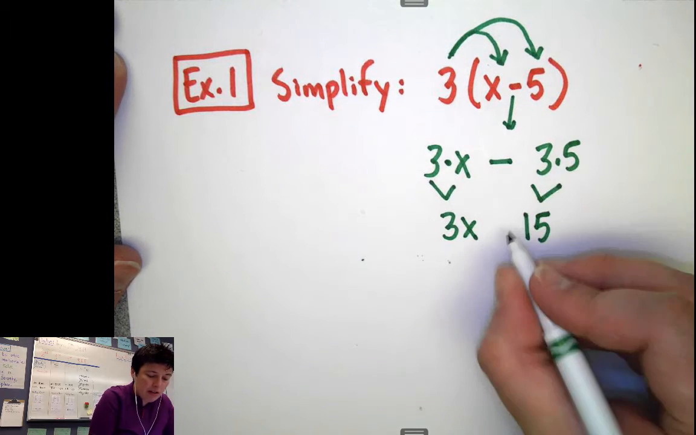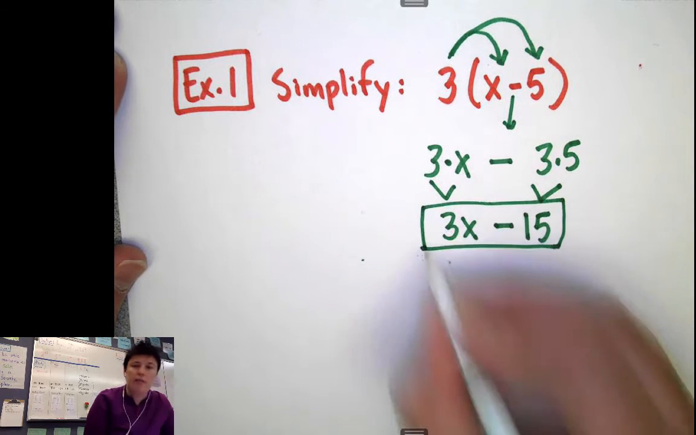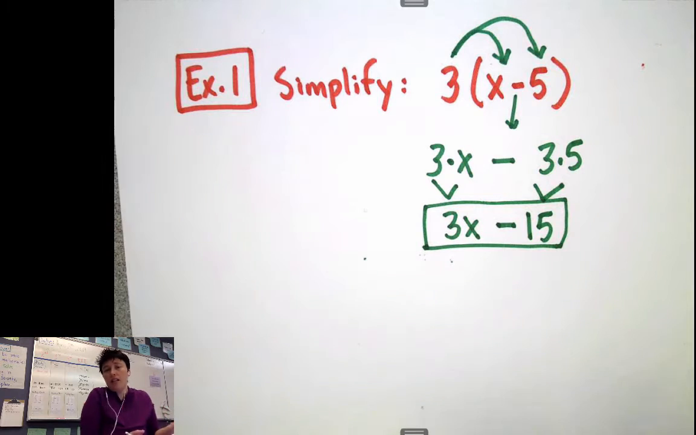And we've got a subtraction sign in the middle. There it is. There's my simplification: 3x minus 15. And I'm done, and I've simplified, and I could move on to the next problem and be totally happy. But here's my level 4.